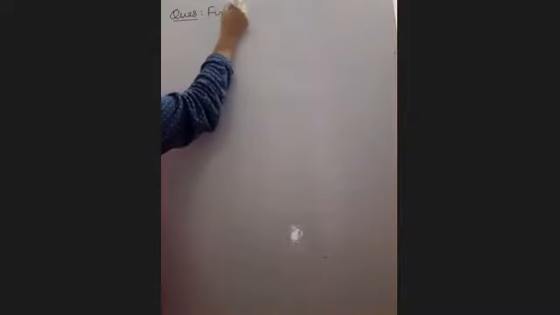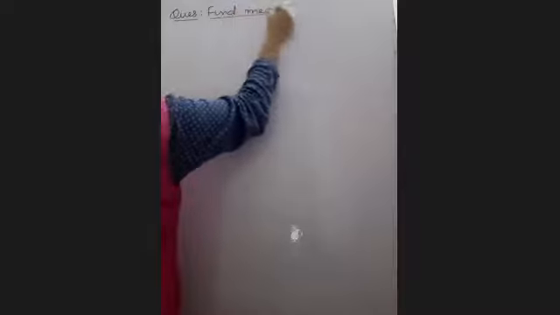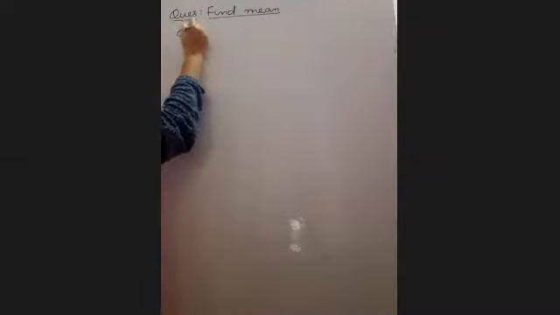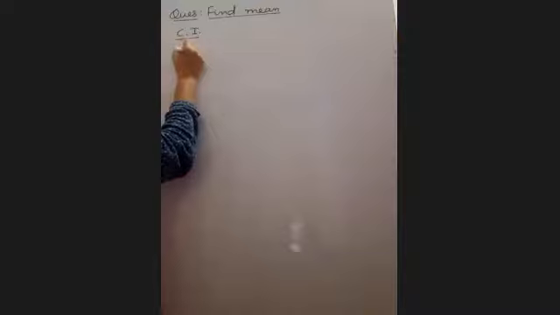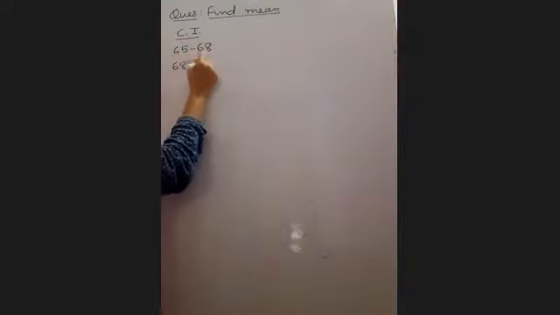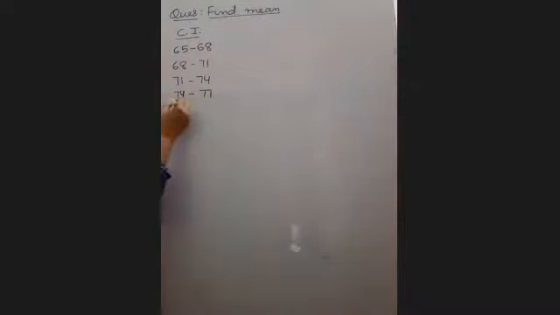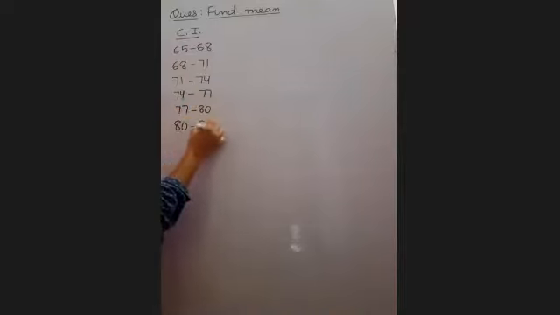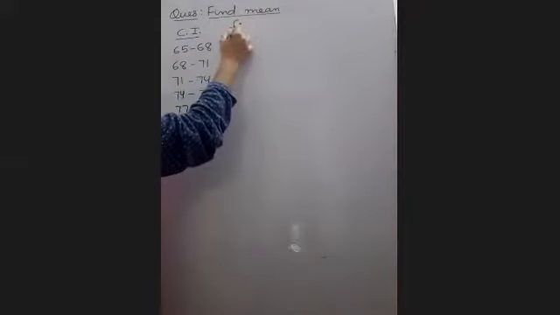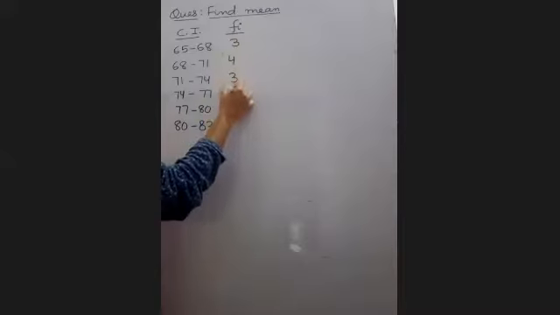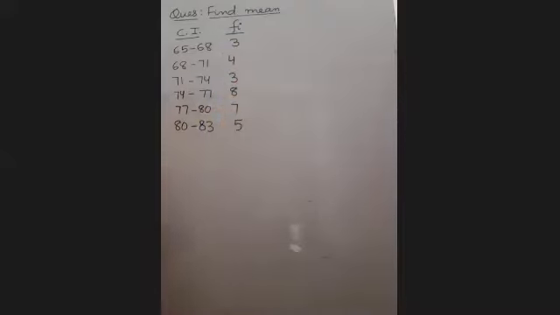Children, let us find the mean where we are given an even number of class intervals. So far we have done odd, so let us take this down. Let the class intervals be 65 to 68, 68 to 71, 71 to 74, 74 to 77, 77 to 80, 80 to 83, and let us have frequencies as 3, 4, 3, 8, 7, 5. We have to find the mean for this.